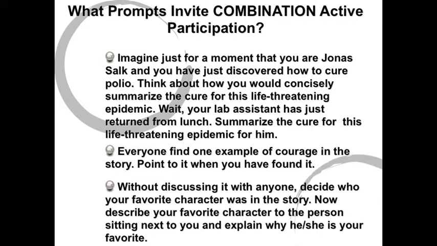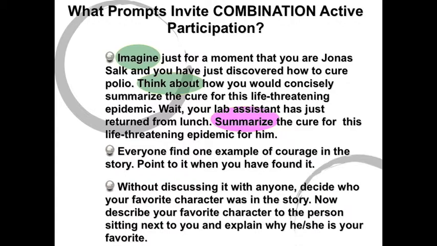How about one more? Without discussing it with anyone, decide who your favorite character was in the story. Now, describe your favorite character to the person sitting next to you and explain why he or she is your favorite. Remember, you are circling the words that invite covert and overt active participation from students.